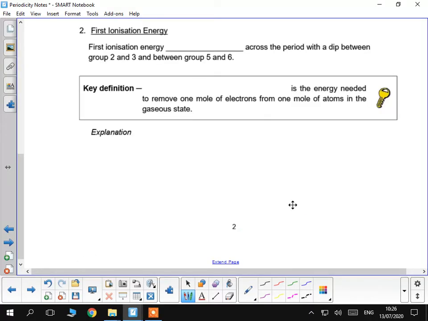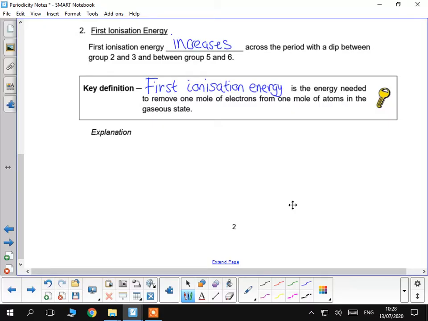We've met first ionization energy before. The first ionization energy increases across the period, with a dip between group 2 and 3 and then another dip between group 5 and 6. Make sure you're happy why that occurs. By definition, the first ionization energy is the energy required to remove 1 mole of electrons from 1 mole of atoms in the gaseous state.